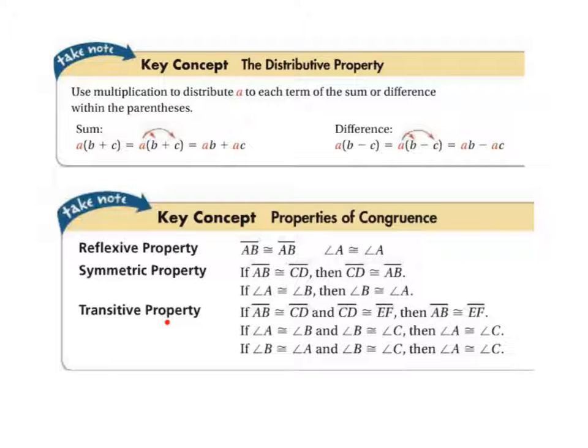Transitive property, same deal. If angle A is congruent to angle B, and B is congruent to C, then A is congruent to C. All right, so it's the transitive property, and all these properties work just with a congruent sign instead of an equal sign.